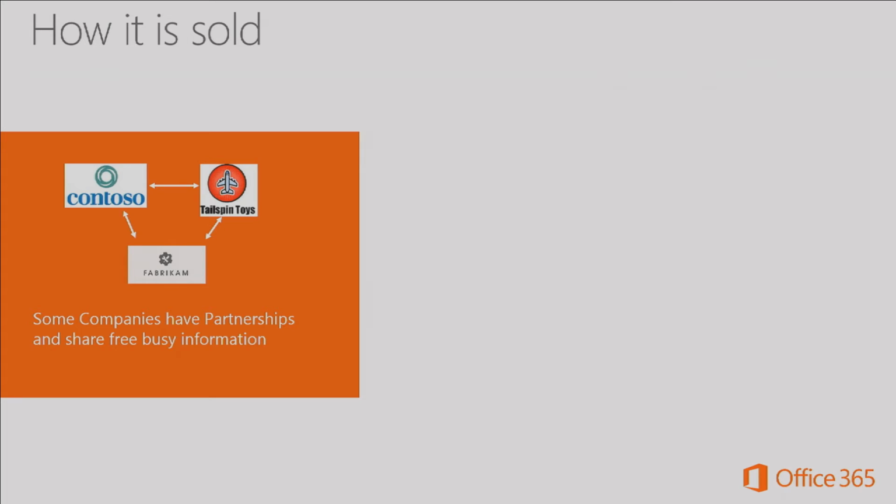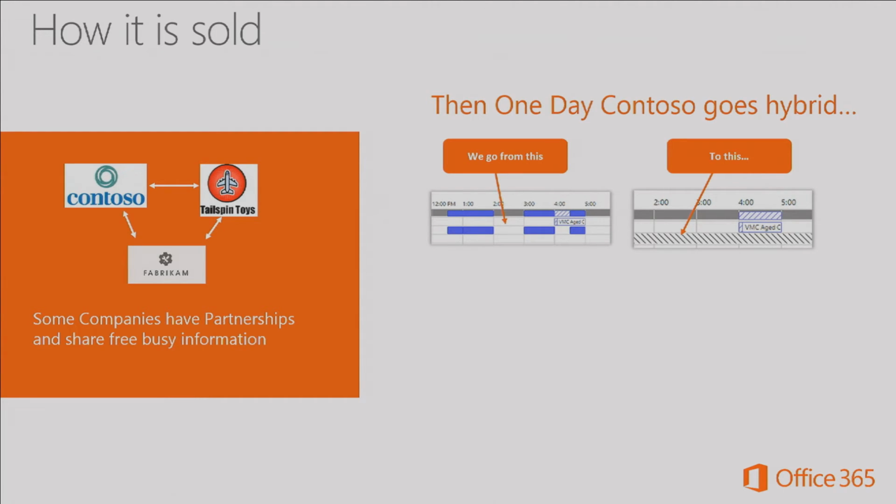And they're running happy as ever. They're good to go. They can see FreeBusy between their organizations. They have good relationships. Awesome. And then one day, Contoso decides to go hybrid. When Contoso goes hybrid and starts moving their mailboxes to the cloud, all of a sudden the Fabrikam and Tailspin users cannot see FreeBusy information anymore. You've basically broken these relationships. Now, the Fabrikam and Tailspin users can still see FreeBusy for anybody who hasn't moved to Office 365, but anybody who's moved to the service, all of a sudden they can't see their FreeBusy anymore.